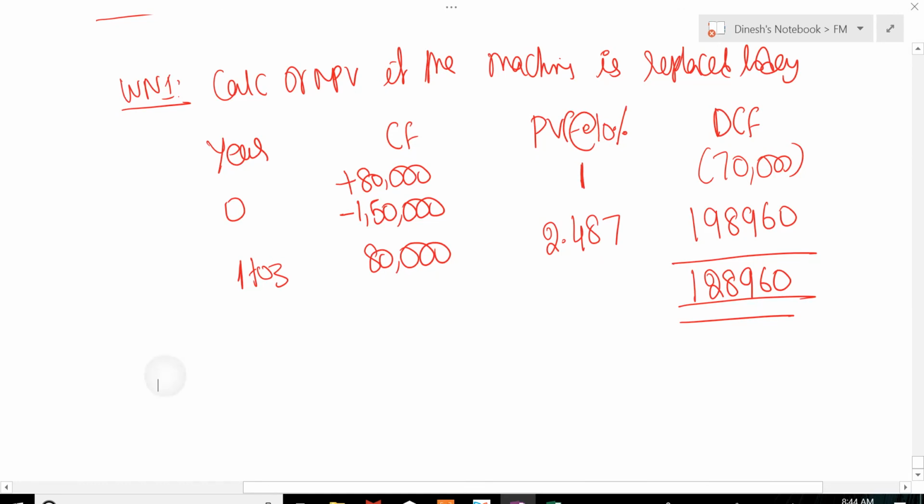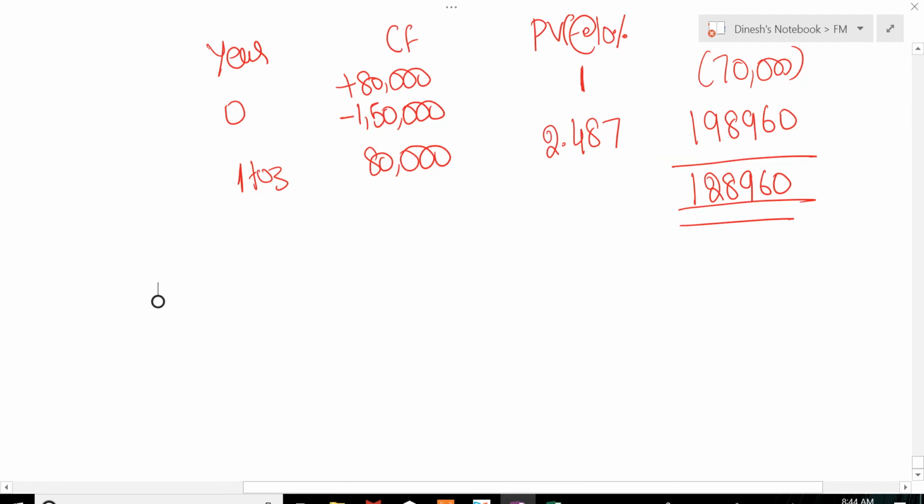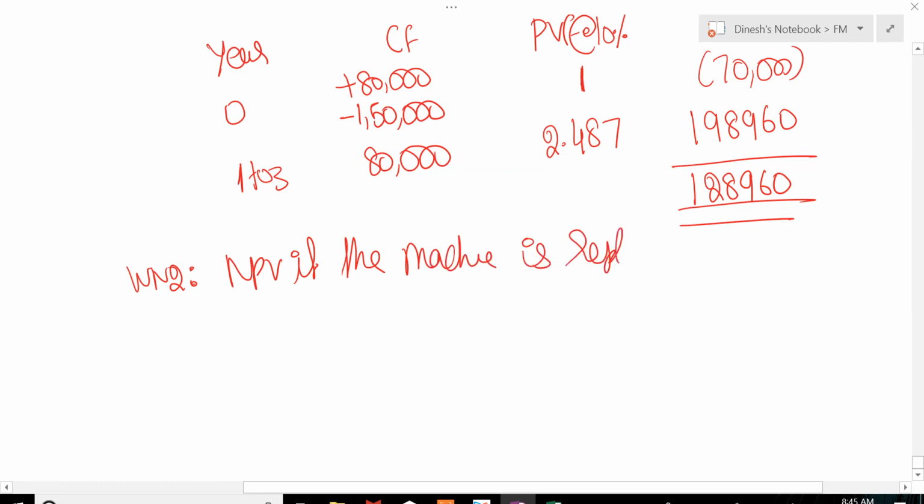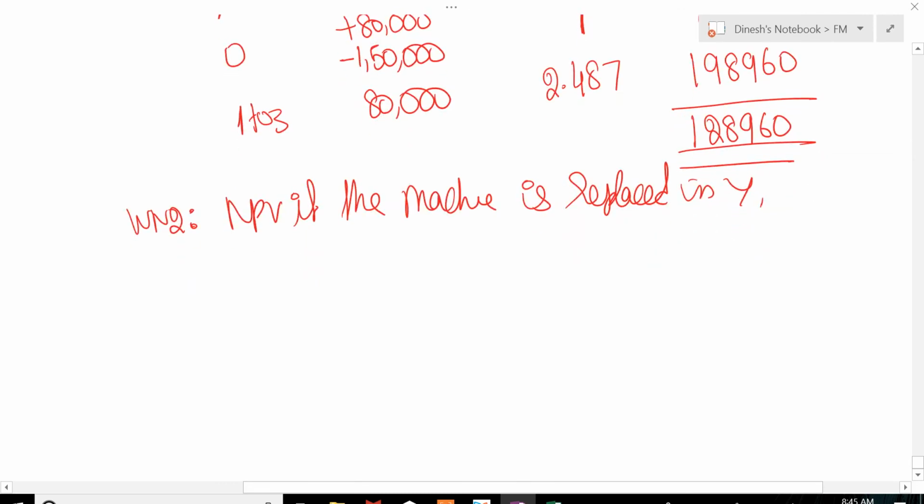Working note 2, NPV if the machine is replaced a year later. If the machine is replaced in year 1, 4 columns: year, cash flow, PVF for 10% and DCF.